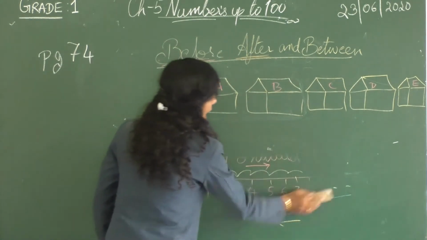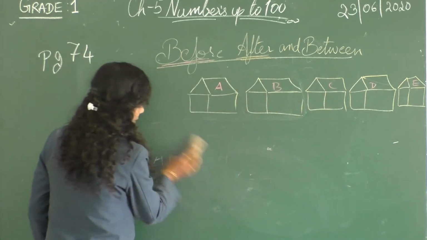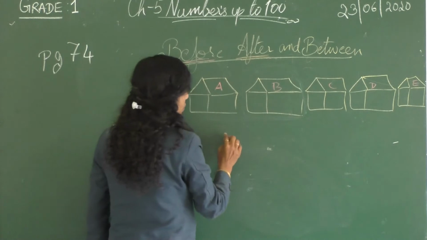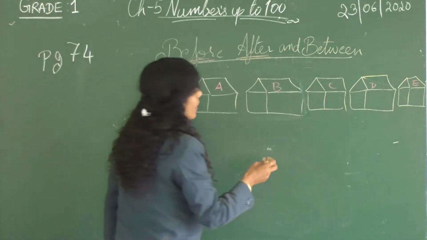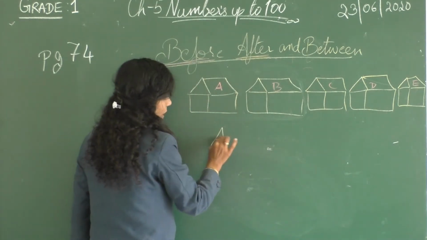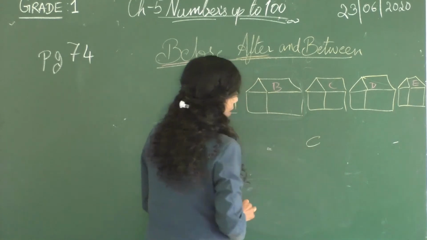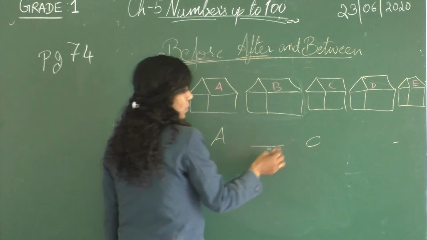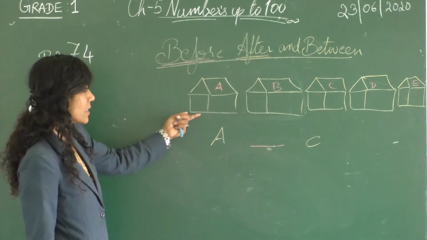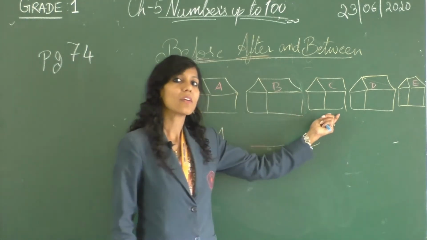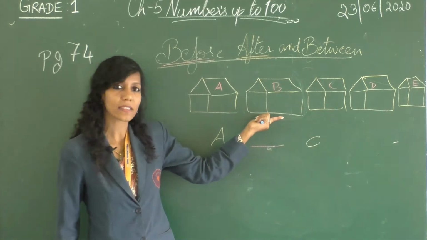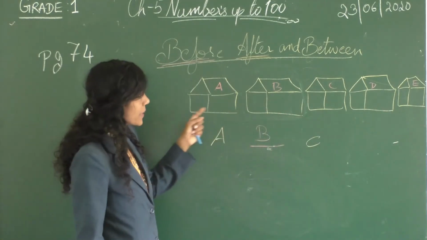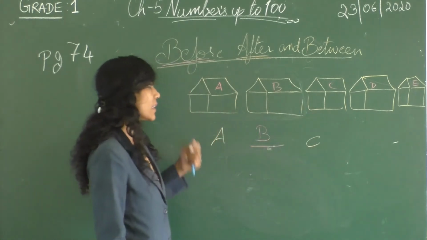Now we do the next one, that is between numbers. I take a house A and house C. I want to know which house is between. A is here, C is here. Which is the house in between? Yes, B. B will be the house which is coming in between A and C.